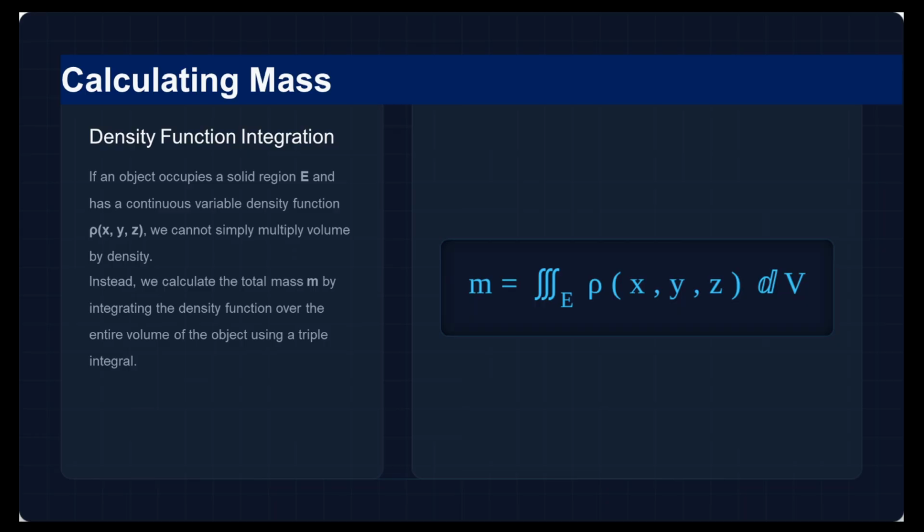What this really means is that we divide the object into many tiny pieces, calculate the mass of each small piece, and then add them all together.